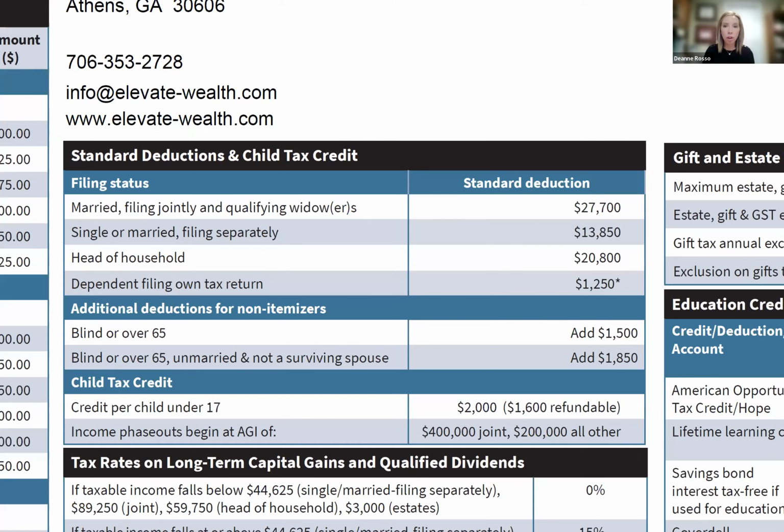So when you do your tax return, you have a choice every year. You can either take the standard deduction or you can itemize. And for most people, if you have a mortgage, you can deduct your mortgage interest. If you pay state and local taxes, you can deduct those, but those are capped at $10,000.